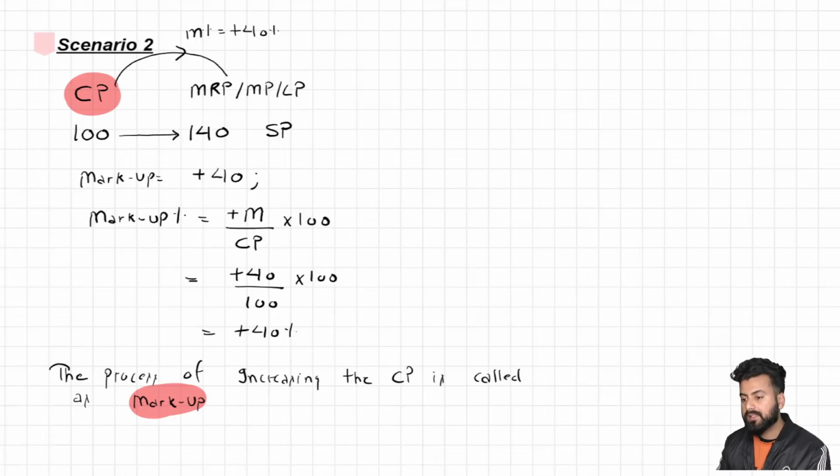Now guys, if I tell you that he has sold his article for rupees 140 only. So what you can realize that his selling price is same as MRP. और जब भी selling price MRP के same होता है, please realize what I'm saying. Whenever selling price is same as MRP, in that case, he will always make profit. So if you want to calculate profit percent, you would say, sir, his profit percent would be same as markup percent.